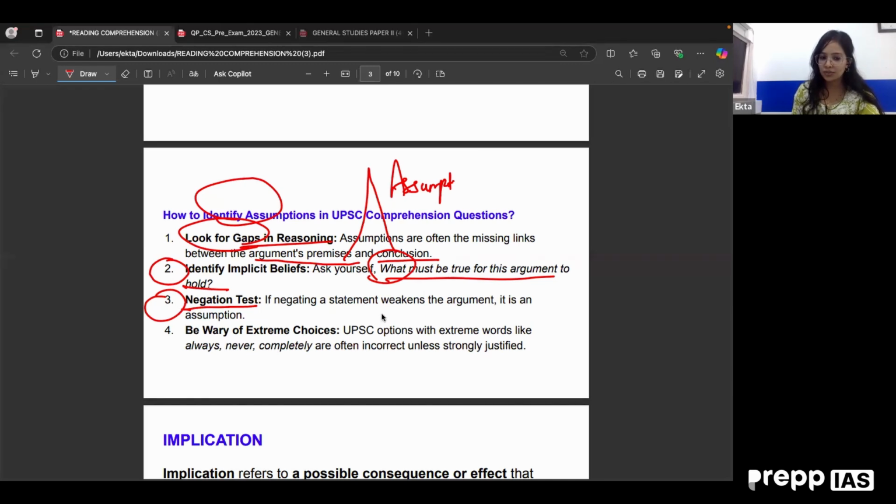ये वही है, उसका just opposite है, negation test. If negating a statement weakens the argument, it is an assumption. मतलब कि कोई statement अगर लिखा हुआ है उसको अगर मैं negate करती हूँ तो मेरा main passage भी weak हो रहा है, तो definitely वो assumption है. Basically उसी को एक दूसरे तरीके से देखने का it's a test, negation test. And ये तो हमेशा काम करेगा कि be wary of extreme choices, like extreme words: always, never, completely, etc.